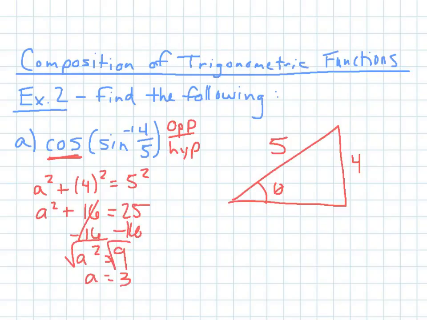Now, usually I'd say plus or minus for the square root, but we're talking about a triangle, so unless we're in a negative area, our ratio is 4/5, so it's going to be positive as of right now, so it would be a positive 3.